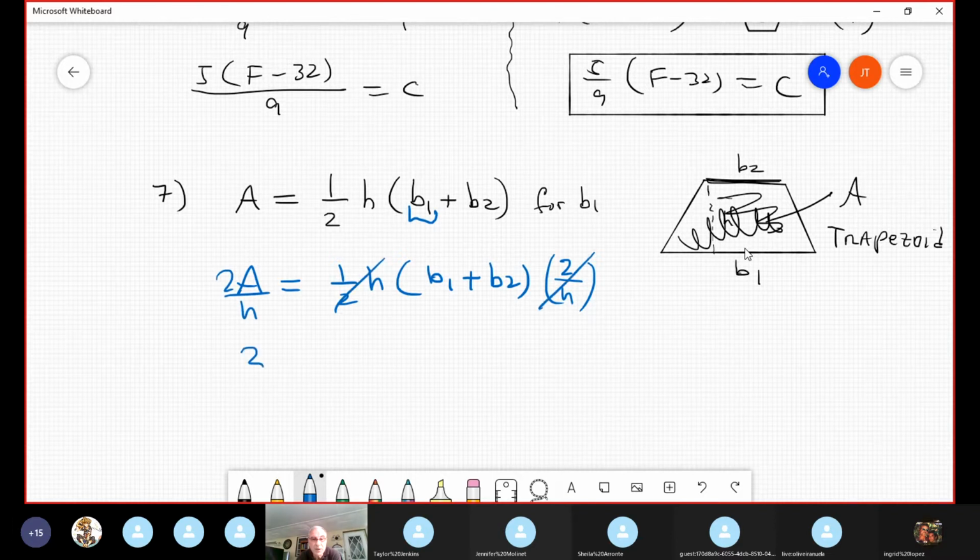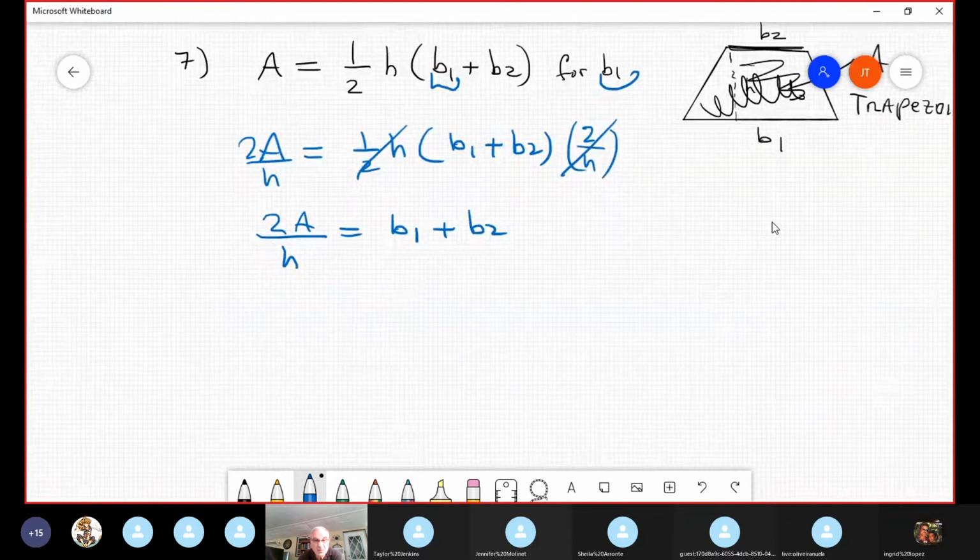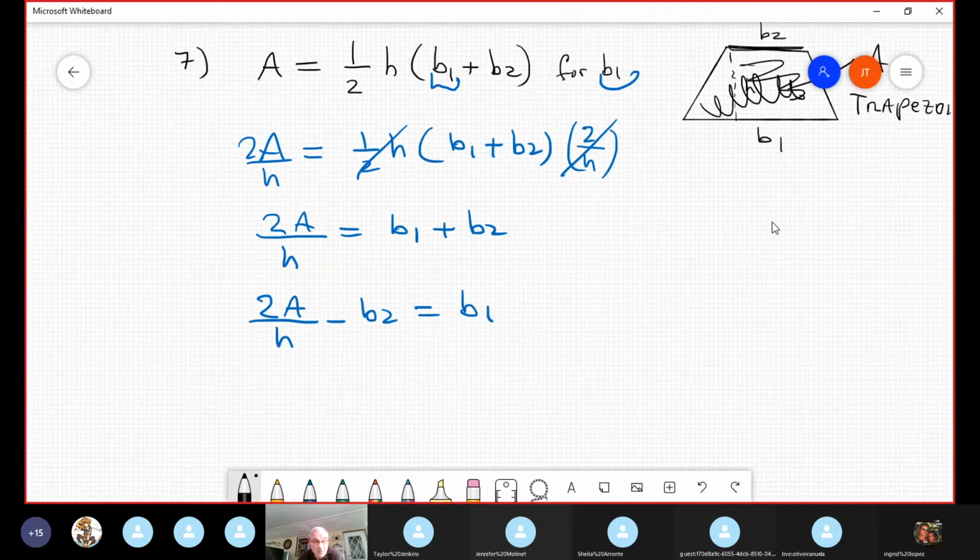This is 1. 2a over h is equal to b1 plus b2. I solve for b1. Finally, I move b2 to the left. This is 2a over h minus b2 equals b1. Is this the final answer? Well, it's correct, but it's not elegant. Why not? Because normally we condense the formula using the common denominator. The common denominator is obvious, in this case it is h.